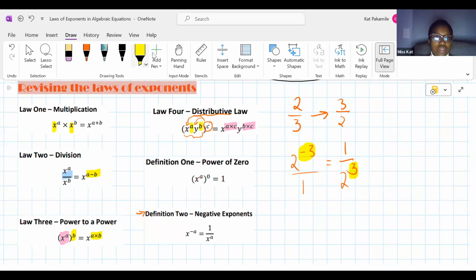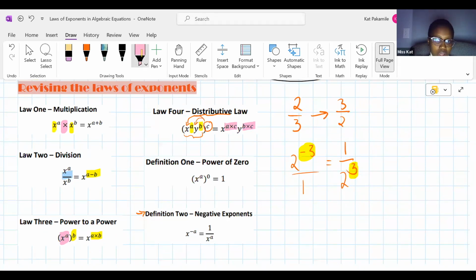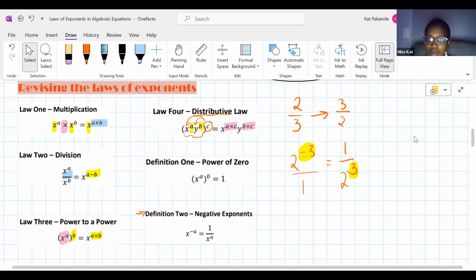So then you're going to end up with the same base, keep the base, and we add the exponents. Okay. You're welcome. What happens if the bases are not the same? You can't do anything about it. So let me show you.